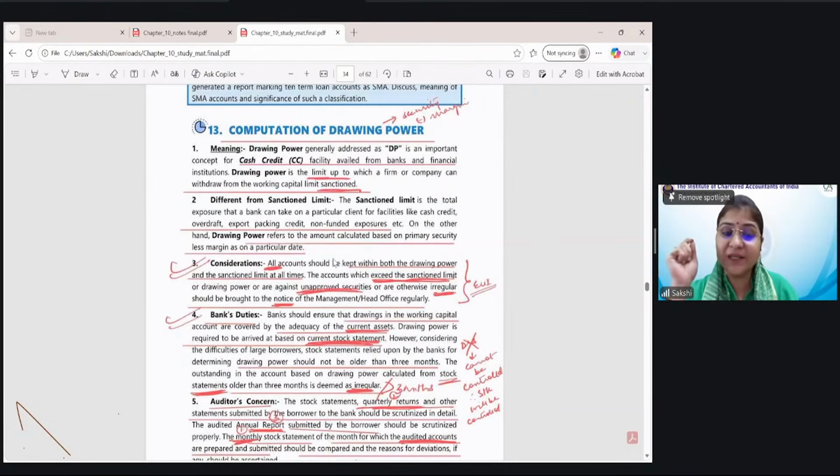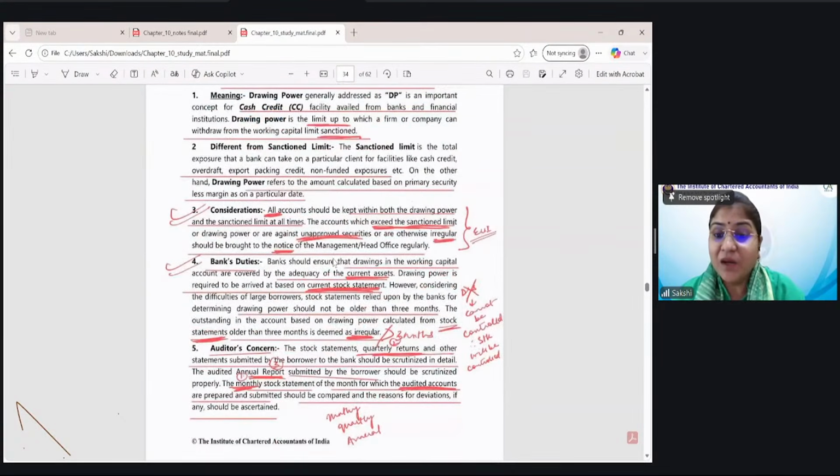Okay, then what is the bank's duty regarding it? Bank should ensure that the drawings in the working capital amount are covered by adequacy of the current assets. That is the margin we talked of, isn't it? Adequate margin should be kept. That is, it should be more than the value of the security, isn't it? Okay.